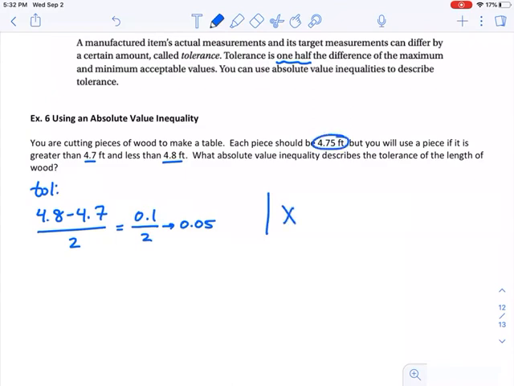So what that means is I could have the absolute value of x. I want my wood to be 4.75 feet. So the piece of my wood, my unknown x, I'm going to take away 4.75. And 4.75 is what it should be. So if you want to label it just to help you when you're looking at these later, that's what it should be. So x, the size of the piece of wood, take away what it should be, should give us some sort of difference of 0.05. Well, that would have to be less than 0.05, and that 0.05 was our tolerance.